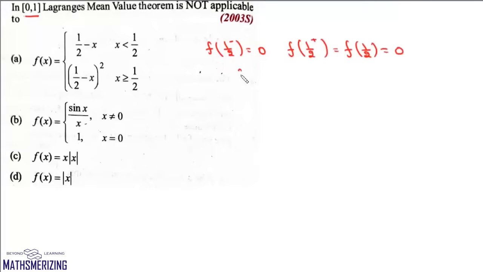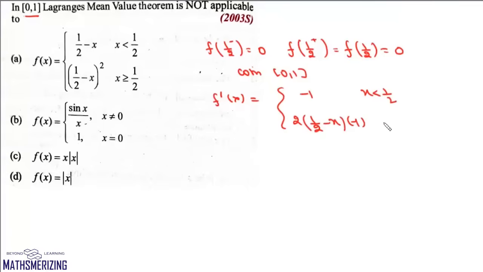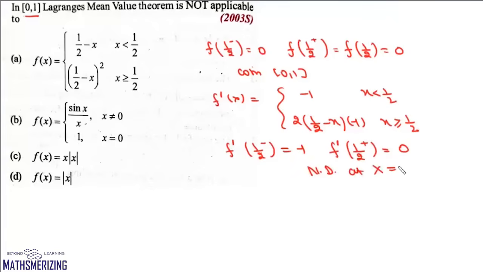So this function is continuous in 0 to 1. Now what about differentiability? We'll differentiate this function. We'll find f'(x) will be minus 1 when x is less than 1 by 2, and will be 2 (1/2 minus x) into minus 1 when x is greater than or equal to 1 by 2. Now what is its left hand derivative? f'(1/2) negative is minus 1, and f'(1/2) positive is 0. That means this function is not differentiable at x equals 1 by 2.